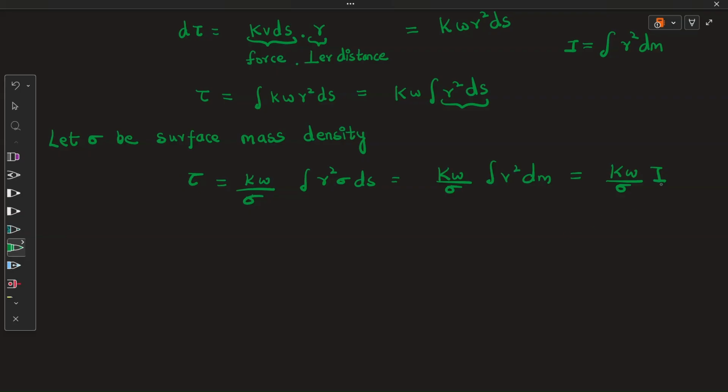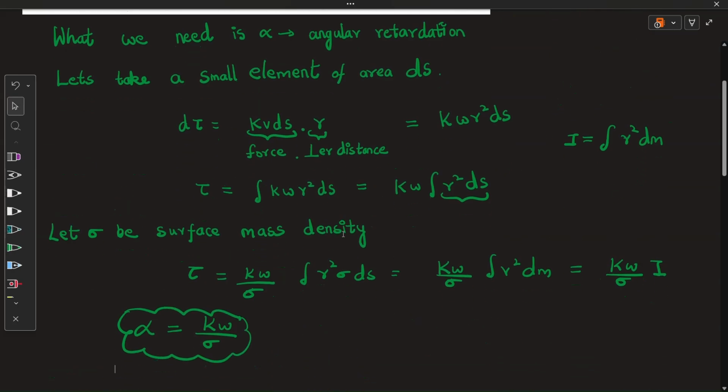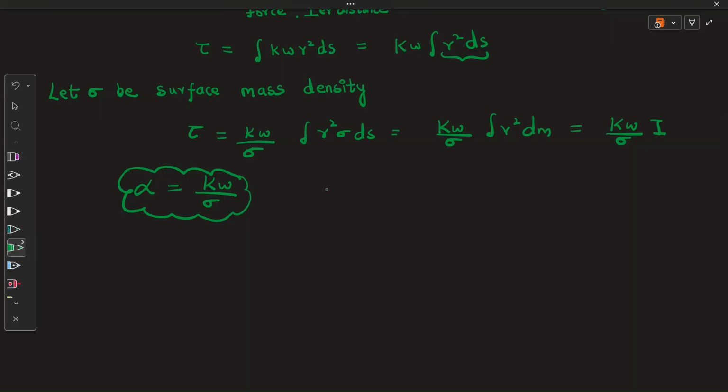And we know this particular relation: tau is nothing but I alpha. So we got alpha, which is k omega by sigma. So we got the angular retardation. What next? We know the angular retardation and the initial angular velocity omega naught. As it is a retardation, I can put a negative sign. We have to find theta, and the final omega is 0.